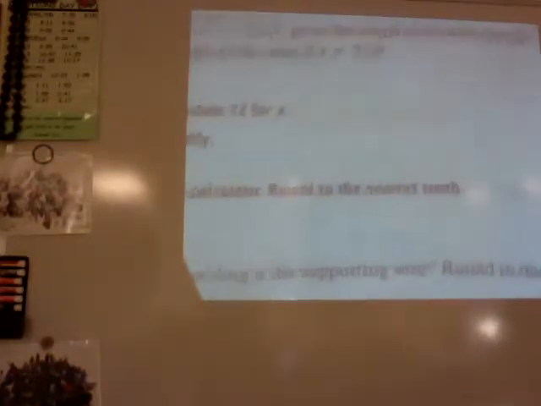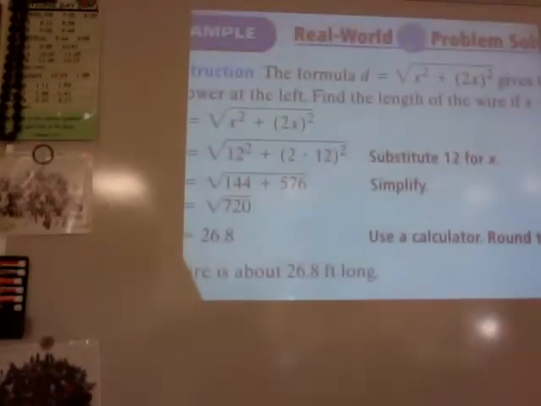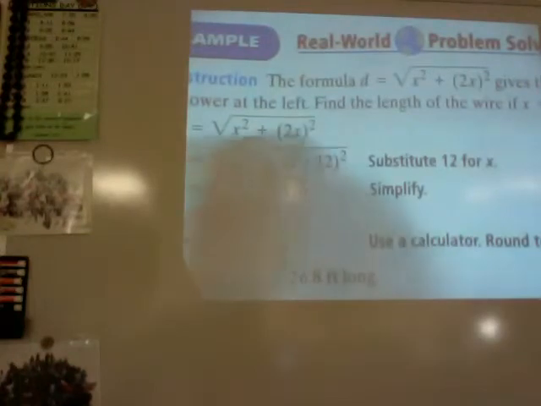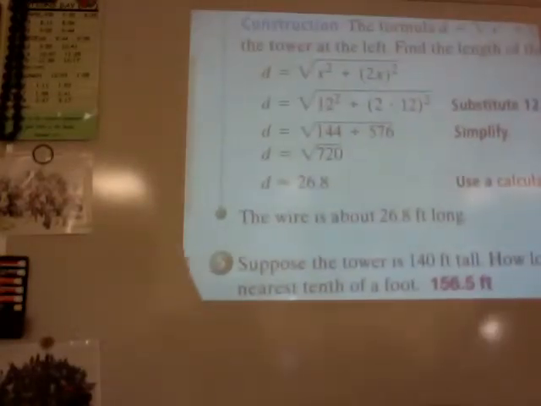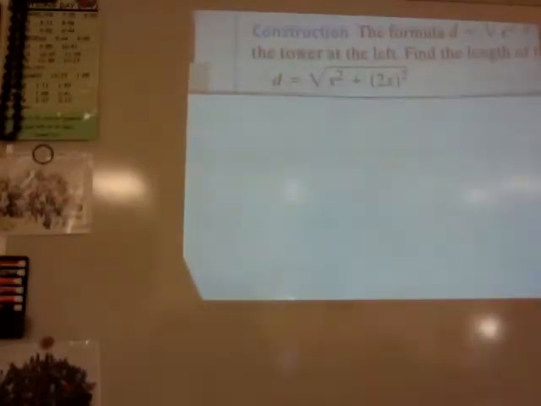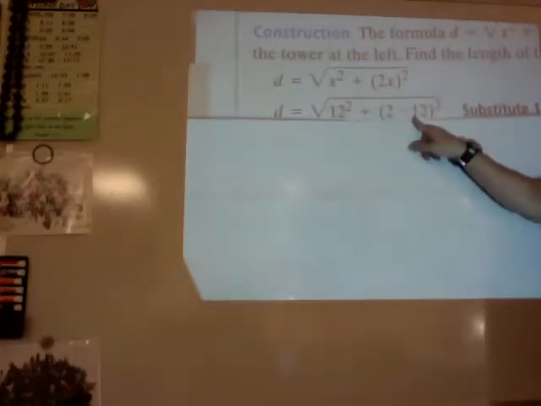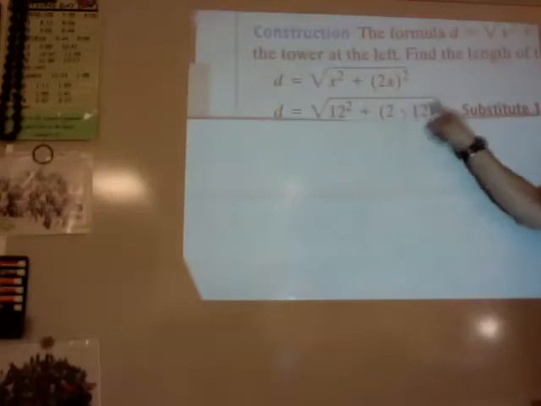So in this example up here, they give you the formula: D is equal to the square root of x squared plus quantity 2x squared. And they told you to find the length of the wire if x is 12 feet. So you need to substitute 12 in for the x's. If you look at this, what they did was substitute the 12 in for the x's. You can see in red, they have the 12 here, they put the 12 for x, and the 12 here. According to PEMDAS, we have to do this parentheses first before we square it.